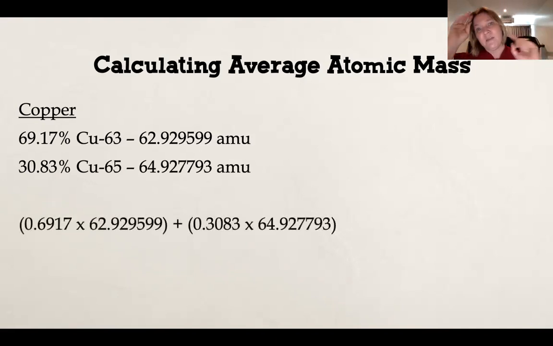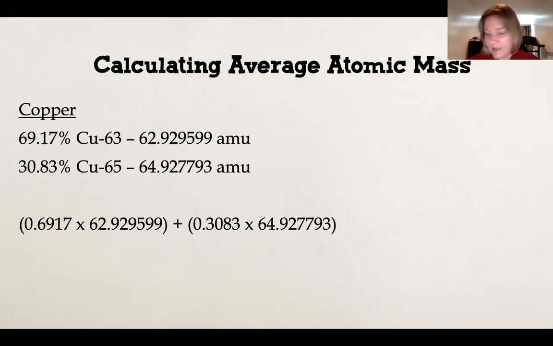So using method 2 from the slide before, we're going to change the percentages to decimals. So 69.17% becomes 0.6917. We're going to multiply that. Maybe I should actually use a pointer to help show.